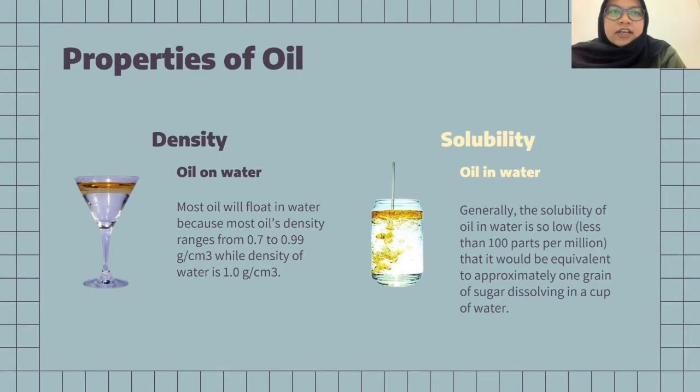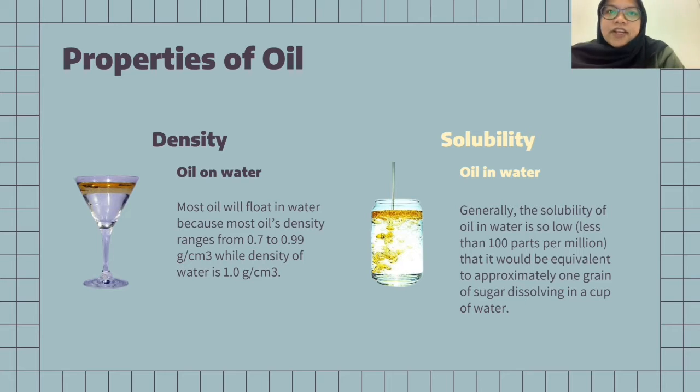The next is the density. Most oil will float in water because most oil density ranges from 0.7 to 0.99 gram per cm cube, while the density of water is 1 gram per cm cube. So that's how oil floats on water, because of the difference in density.